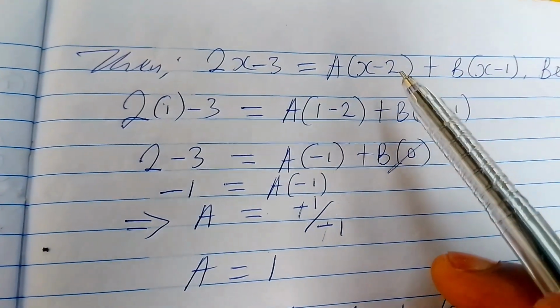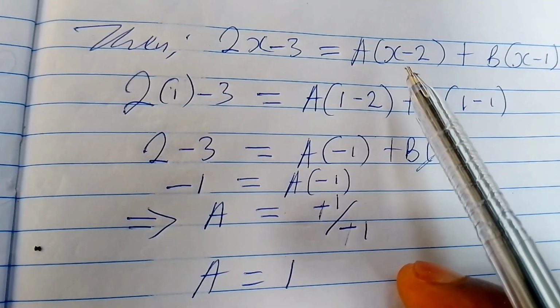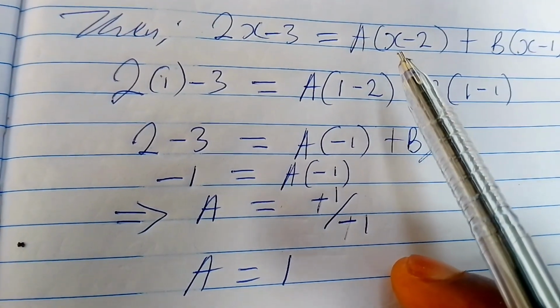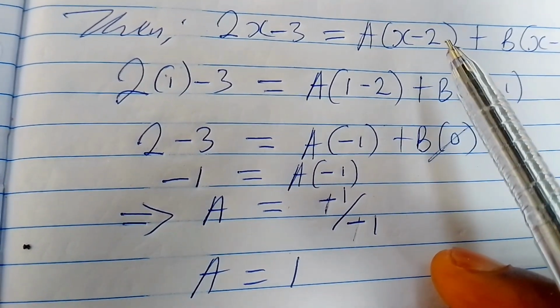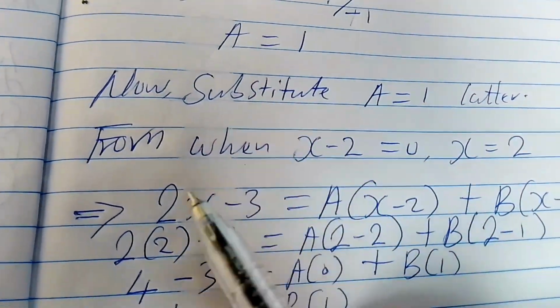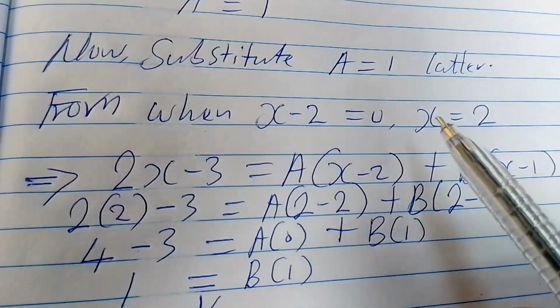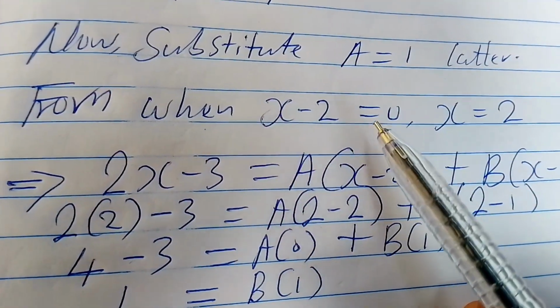The second part, B: let's look at the second factor. Let's equate this second one, x minus 2, with 0. If you equate it with 0, from x minus 2 equals 0, you're going to have x equals 2, because when minus 2 crosses the equality sign, it becomes 2.